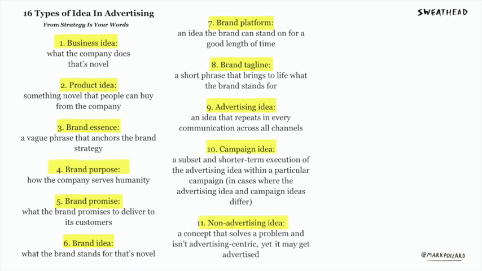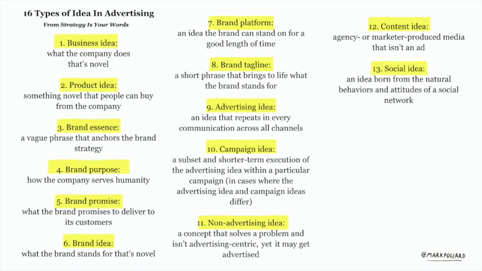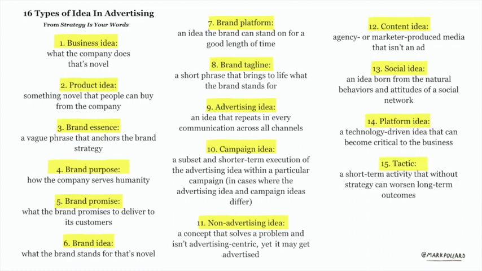A non-advertising idea is a concept that solves a problem and isn't advertising-centric, yet it may get advertised. A content idea is agency or marketer-produced media that isn't an ad. A social idea is an idea born from the natural behaviors and attitudes of a social network. A platform idea is a technology-driven idea that can become critical to the business. A tactic is a short-term activity that without strategy can worsen long-term outcomes. We'll talk about that later in the course as well. Execution is the critical, essential, finer points of an idea. Often art direction, for example, but not just art direction.